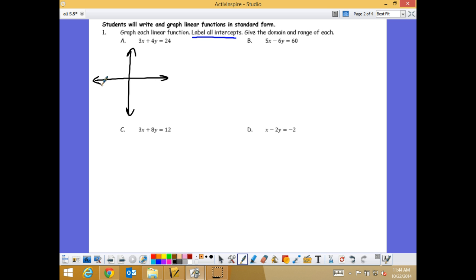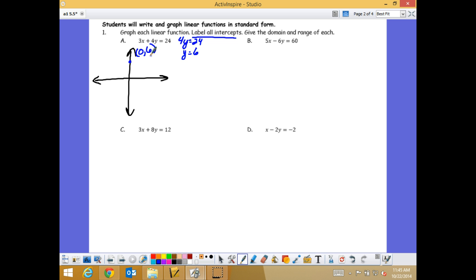So if we find the y-intercept first, and we let x be 0, well, 3 times 0 is 0. So we're left with just basically 4y is equal to 24. And we solve this for y. Y is equal to 6. So there is our y-intercept. It is the point 0, 6.